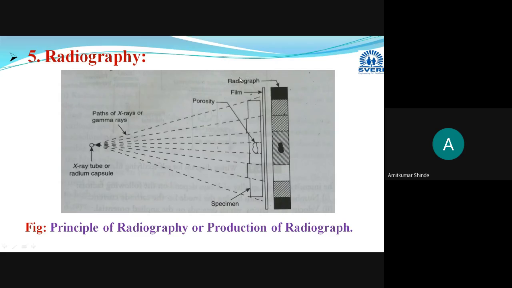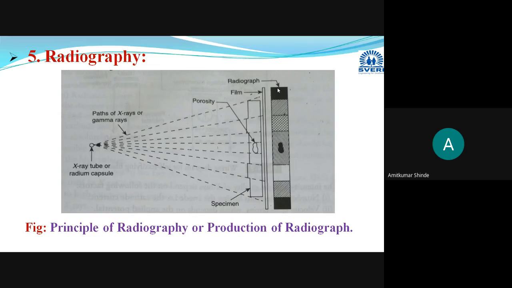Radio means radioactive material, and graph remains the same. Whenever radioactive material is there, it means gamma rays or gamma ray radiography. Whenever X-ray radiography is used, instead of radio you write exo, and that will be termed an exograph. So this is the difference, and the remaining concept and all the procedure will remain the same.